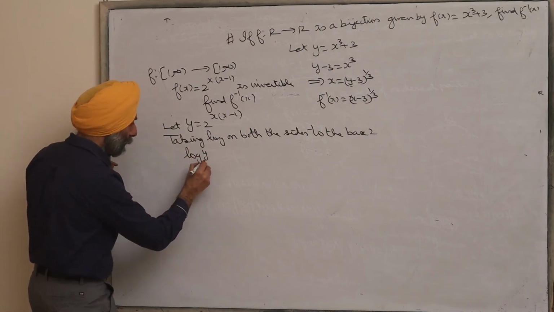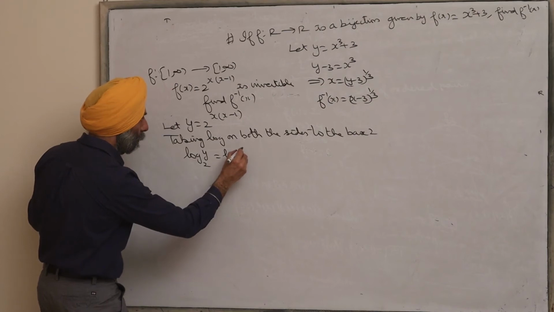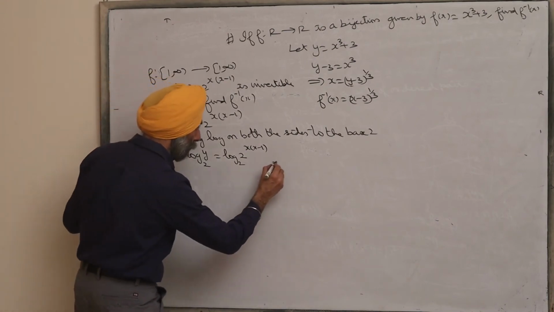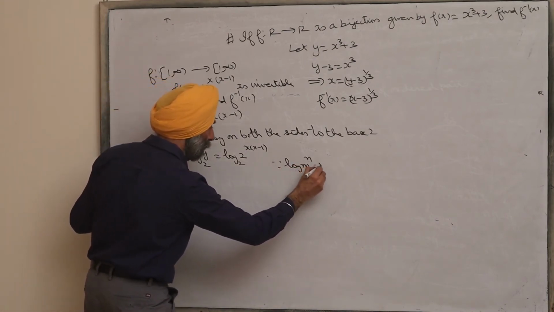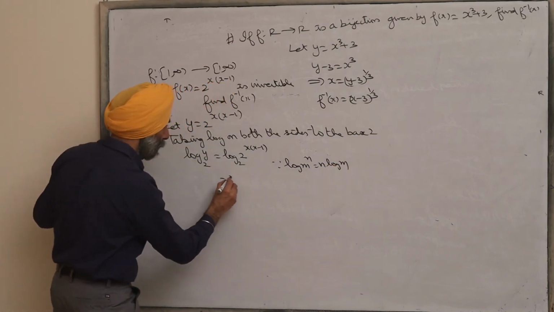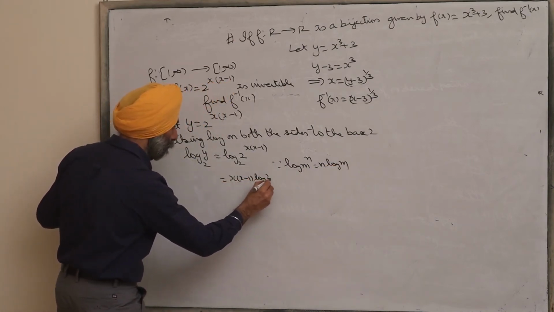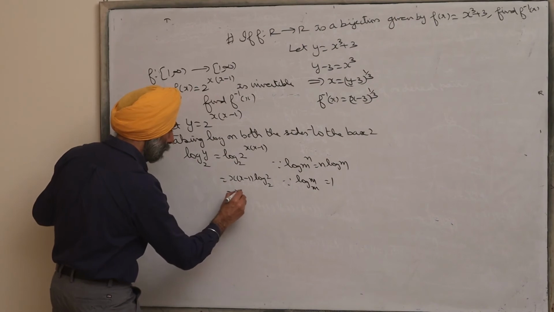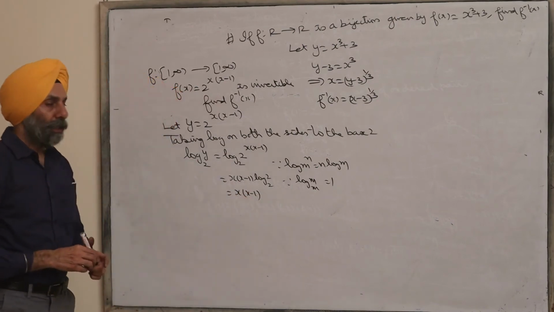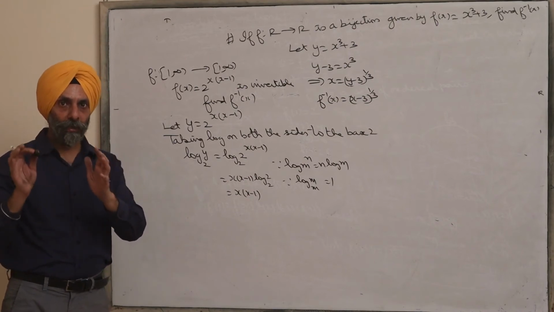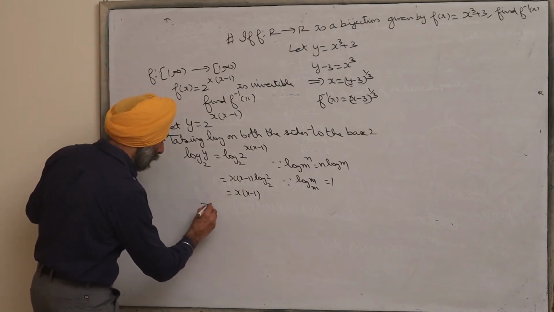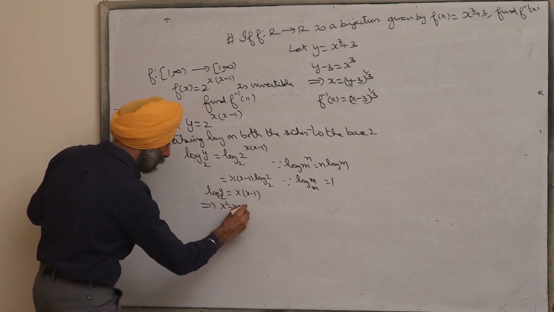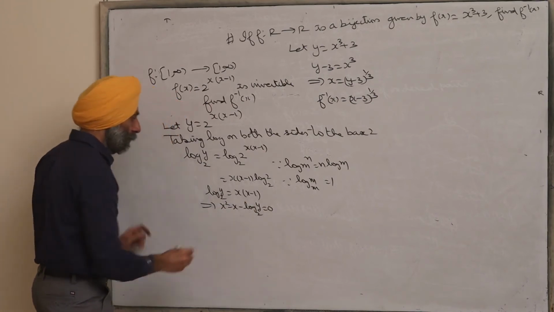So log of y to the base 2 is equal to log of 2 raised to power x into (x minus 1) to the base 2. Because log of m raised to power n is equal to n log m, this is equal to x into (x minus 1) log of 2 to the base 2. Because log of any number to the same base is always 1, this comes out to be equal to x into (x minus 1). So purpose always should be to write down x in terms of y. So this implies x square minus x minus log of y to the base 2 equals 0.